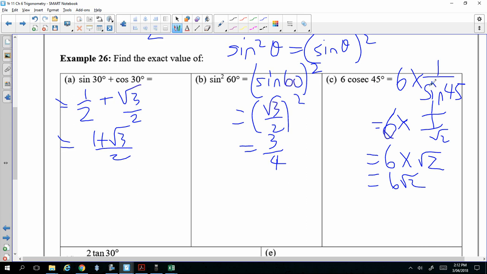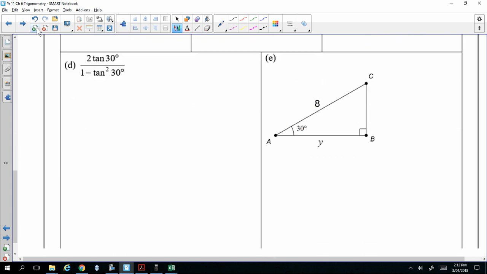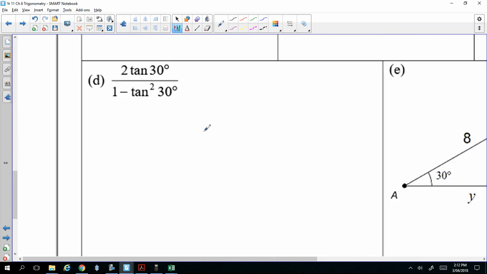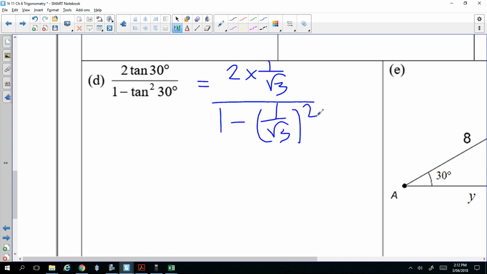All right, next one, D. Let's do D. Have you tried D? Hopefully you all had a try. 2 times 1 over root 3 over 1 minus 1 over root 3 all squared. Okay, step by step. Just square the denominator first. So write 2 over root 3. And if you square 1 over root 3 it's 1/3, right? What's 1 minus 1/3? 2/3. And hopefully your algebraic skills will allow you to simplify this.